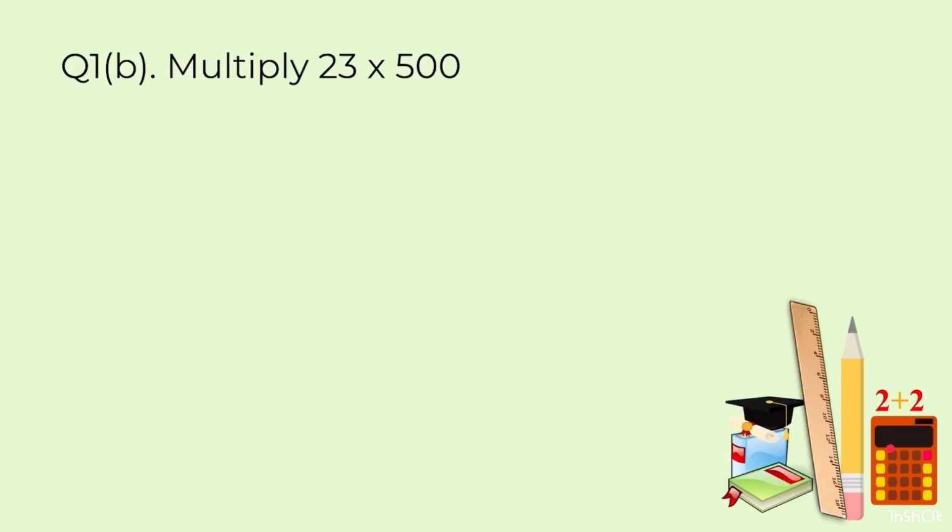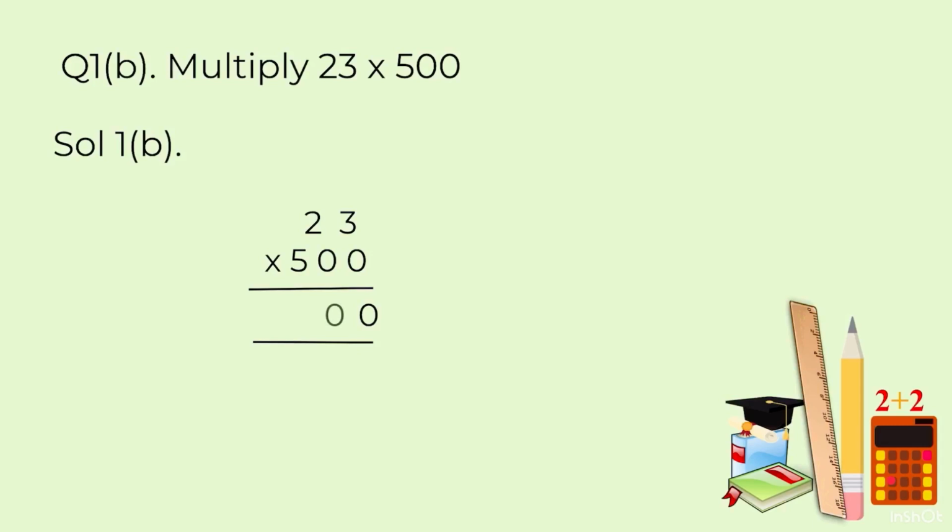B part, 23 into 500. We will write them one below the other. We will put 2 zeros straight away. Then we will multiply 5 with 23. 5 threes is 15, 1 on top, 5 at the bottom. 5 twos are 10 plus 1, 11. So the answer is 11500.